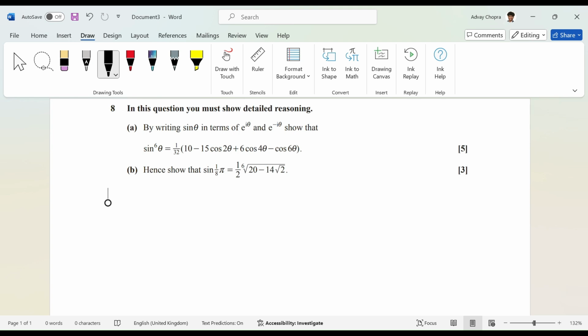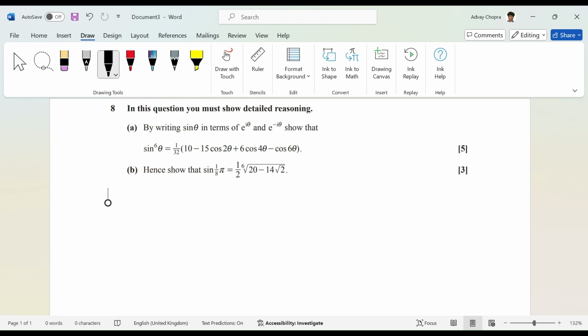Today we're going to be looking at question 8, part of OCR 2019 Pure Core 2 paper. So this is made up of two parts, A and B. A is worth 5 marks and B is a bit smaller, worth 3 marks. So let's get straight into it.